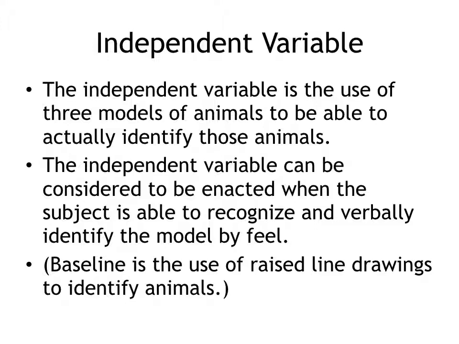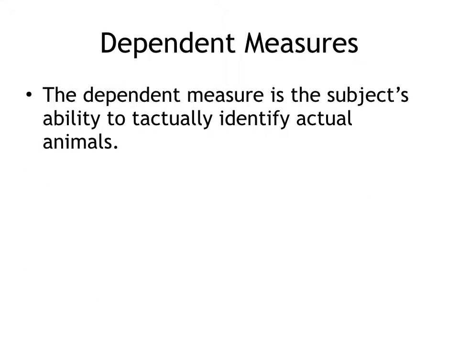So the independent variable is the use of 3D models of animals or plastic toys of animals to be able to actually identify those animals, or in this case, taxidermies of those animals. The dependent measure is the subject's ability to tactually identify actual animals after having examined raised line images of those animals and after having examined 3D models of those animals.